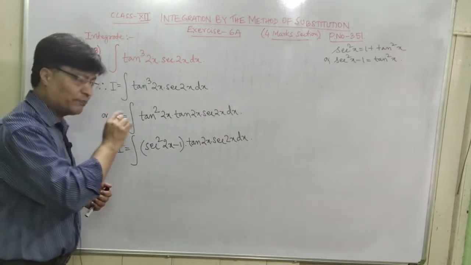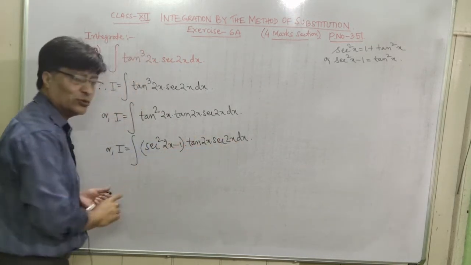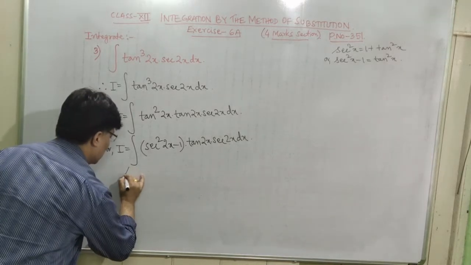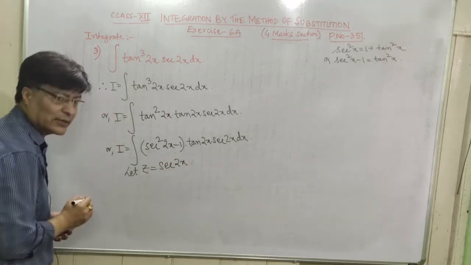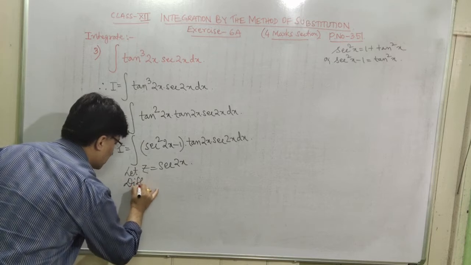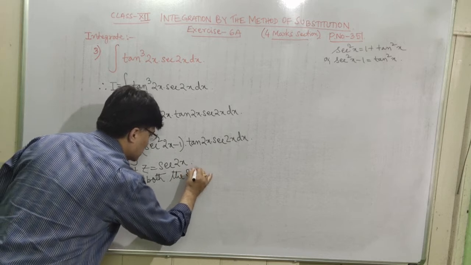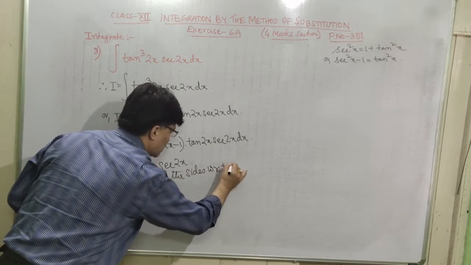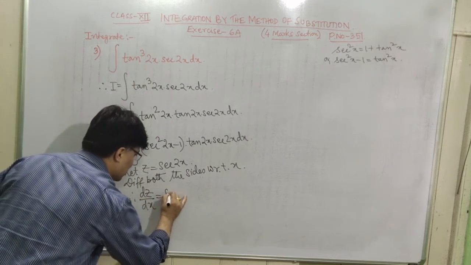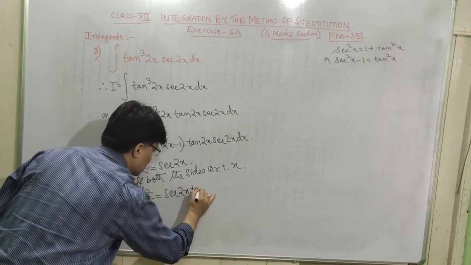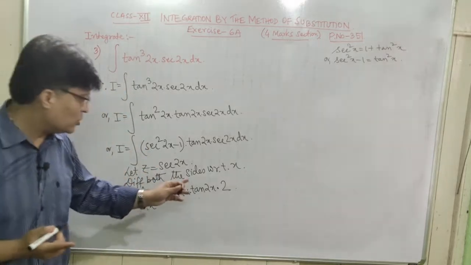Okay, so now you know that the differentiation of sec 2x is sec 2x tan 2x into 2, right? So we can assume here, let z is equal to sec 2x. Is that clear? So now differentiate. You have to differentiate while doing the method of substitution. Differentiating both the sides with respect to x. Therefore, what is dz by dx now? So dz by dx is equal to sec 2x into tan 2x into, again you have to differentiate 2x with respect to x, that is your 2.